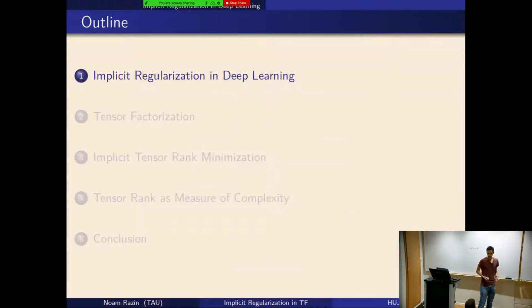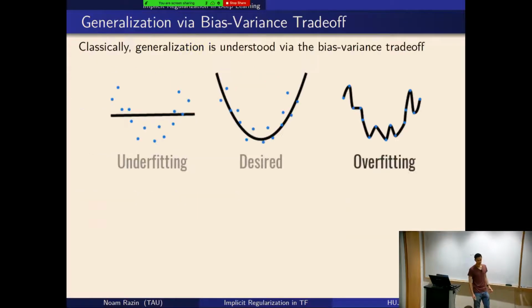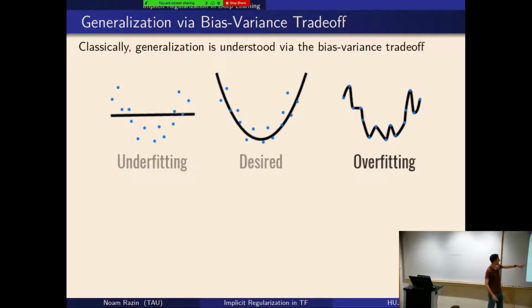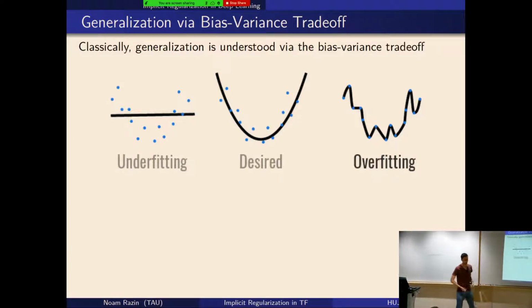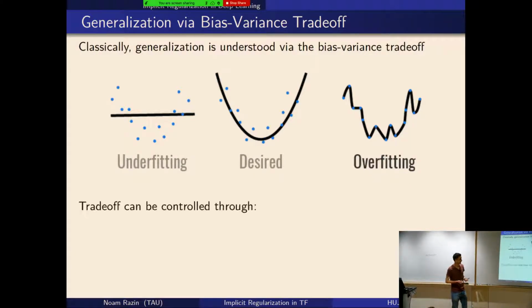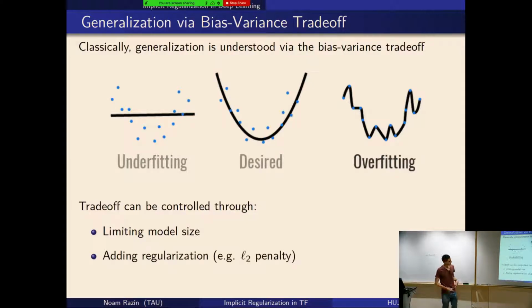So I'll start by setting the stage, and perhaps the place to start from is that classically generalization is often understood through the bias variance trade-off, where if you want our model to generalize, we need it to have enough capacity to fit the data, but not too much so it will not overfit. And this trade-off is often controlled by either limiting the model size, so if we're talking about neural networks, using a network that is smaller with fewer parameters, or adding some regularization term. For example, the L2 norm of the weights. So instead of minimizing just the empirical loss, we minimize the loss plus that other term, and that way we can control the capacity of our model.